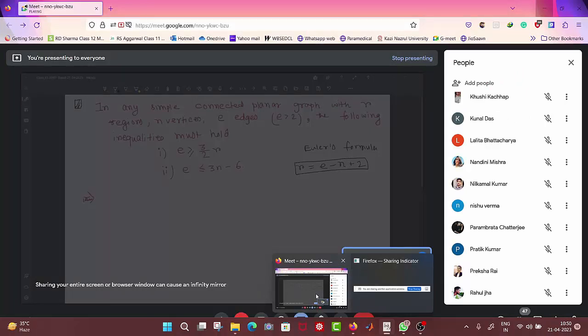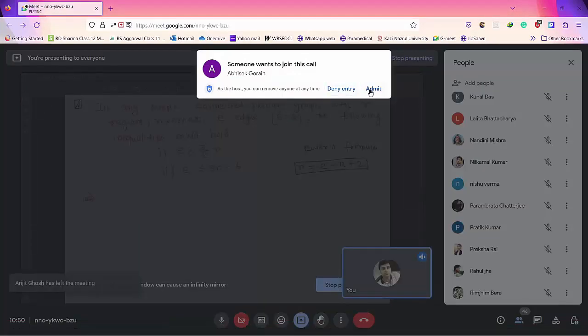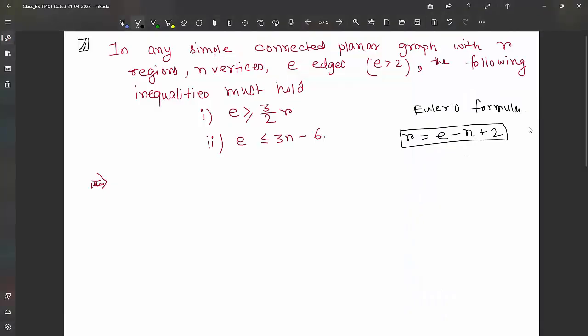To produce one region, how many edges, minimum, are required? Zero. To produce a region, suppose only one vertex, it will give you one region. This is one infinite region. So to produce one infinite region, you need at least one vertex. No edges are required.